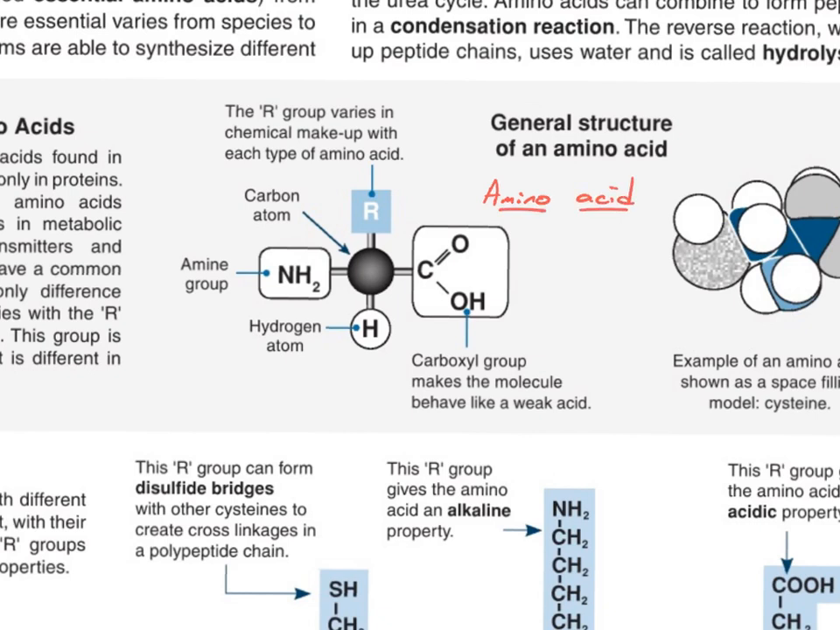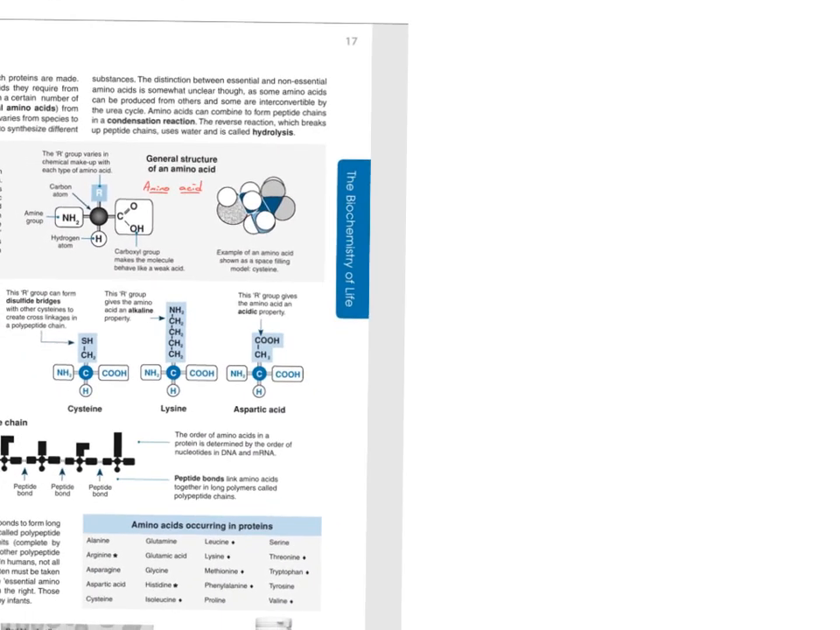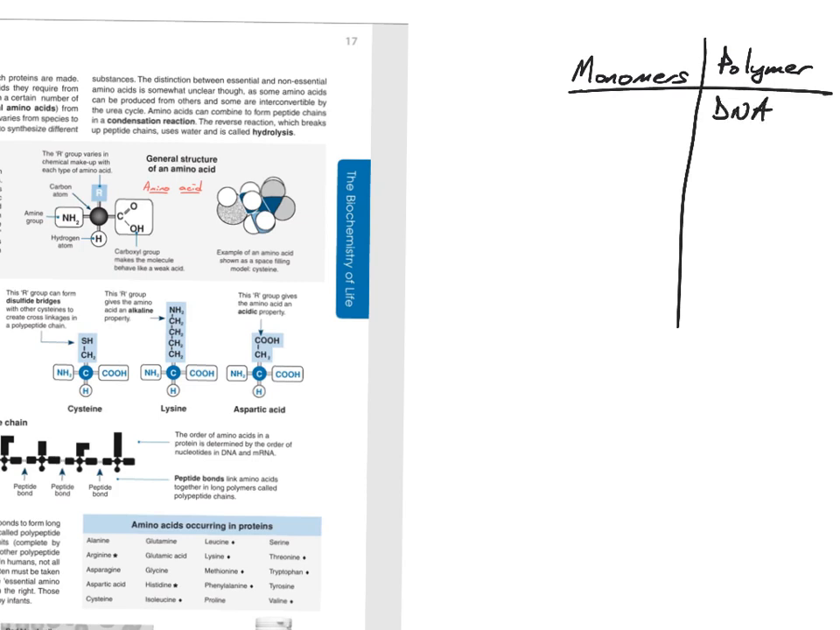right? Remember in DNA, what's the monomer for DNA? Monomer for DNA. Let's make a chart, because obviously we need to make a chart. What's a monomer for DNA? So let's put all the monomers here. And let's put the polymer here. If the polymer is DNA, what's the monomer?